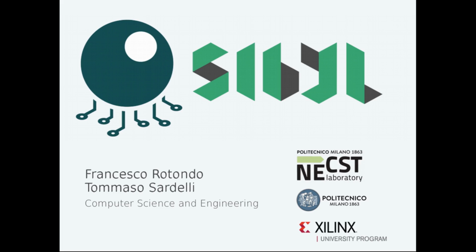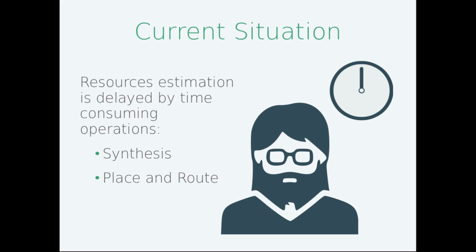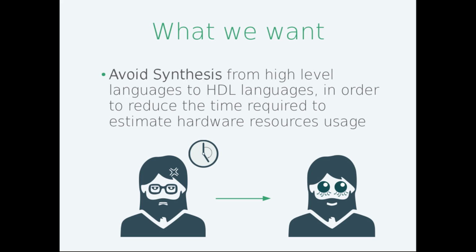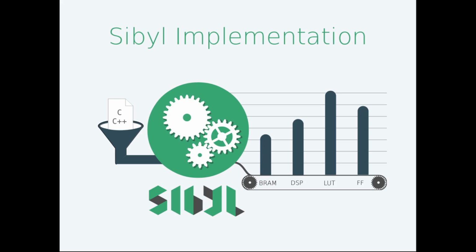As you might already know, Sibyl is a hardware resource estimator for FPGA. As far as resource estimators are concerned, currently the result is delayed due to two long processes, synthesis and place and route. Sibyl aims to avoid synthesis to give developers a quick estimation and continuous feedback, so you can choose the best implementation and save a lot of time. Today we are going to talk about the Sibyl implementation.